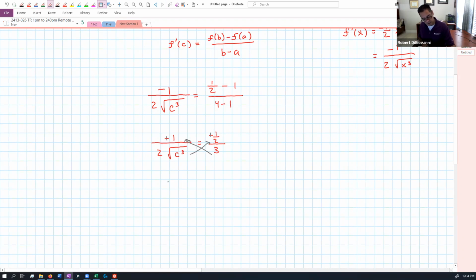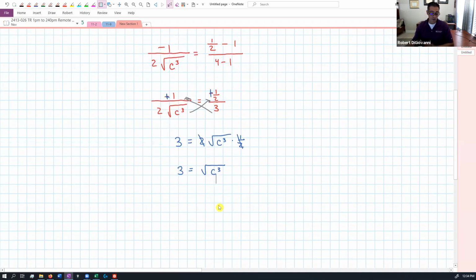So when we do that, we get a 3 on the left. On the right, we get a 2 root c cubed times the half that was there. And remember, we got rid of the negatives, so we can now get rid of the 2 and the half, those go away. So I get 3 is equal to the square root of c cubed.